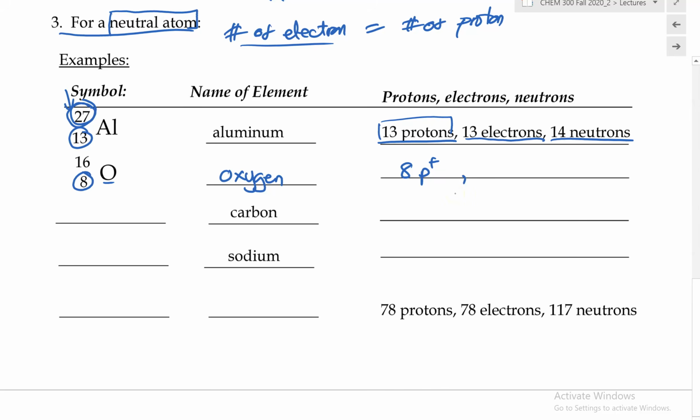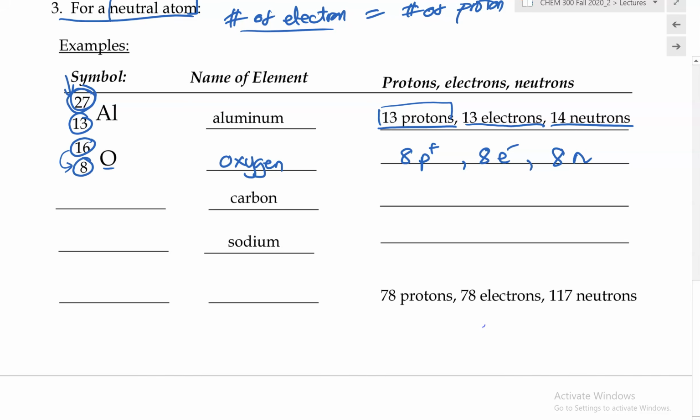And because this is neutral, that tells us it should also have 8 electrons. And because the atomic mass is 16, by taking this 16 minus this 8, that tells us how many neutrons oxygen would have. So in this case, also 8 neutrons as well.